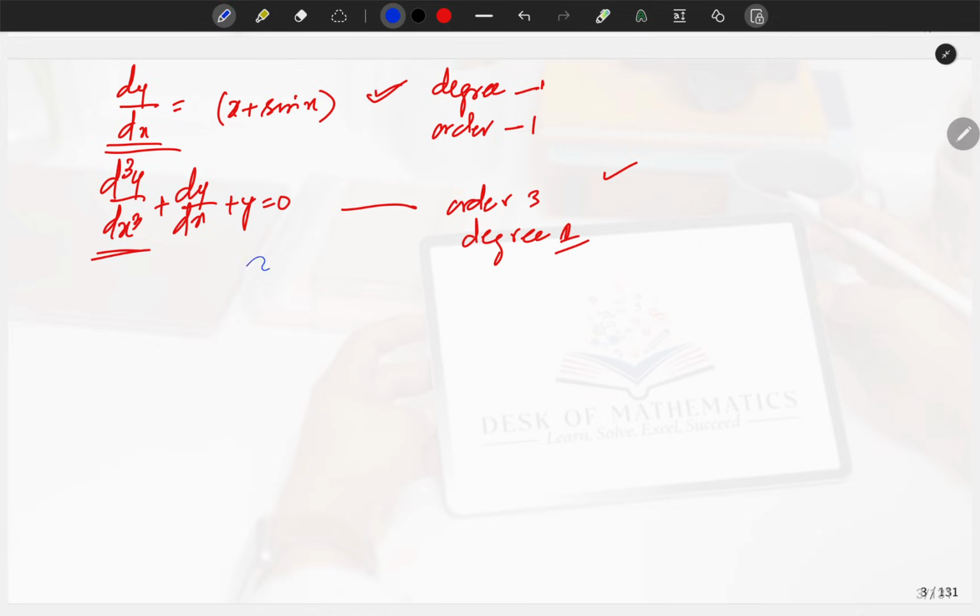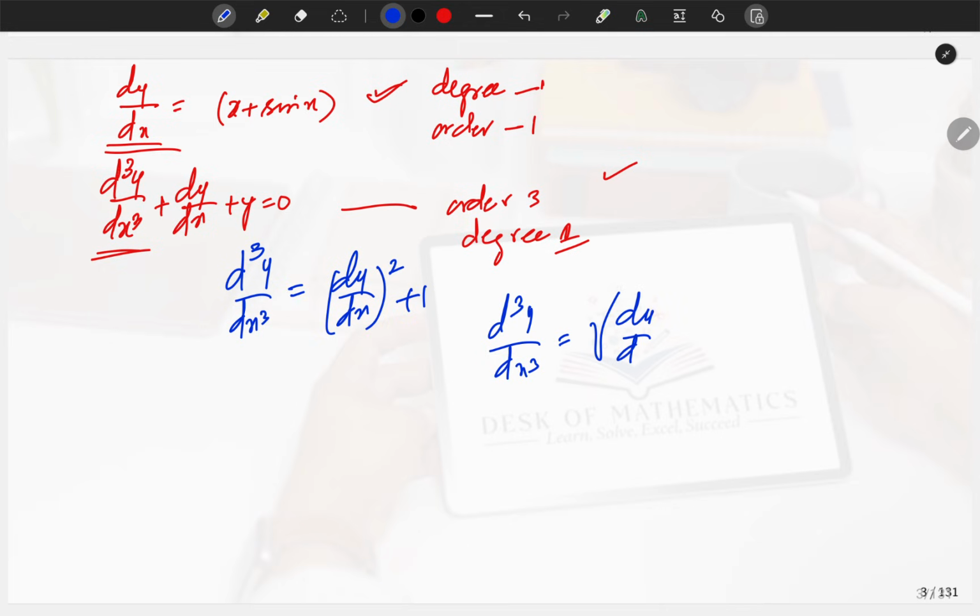For example, they will give you d cube y by dx cube is equal to (dy by dx) whole square plus 1, and you can see that the order here is 3, and the degree is 1. And here, d cube y by dx cube is equal to root of dy by dx plus 1. So you can see the order is 3, and we can't say the degree until we make it free from the radical. So we square both sides, so we have (d cube y by dx cube) whole square is equal to dy by dx plus 1. So now the degree is 2.